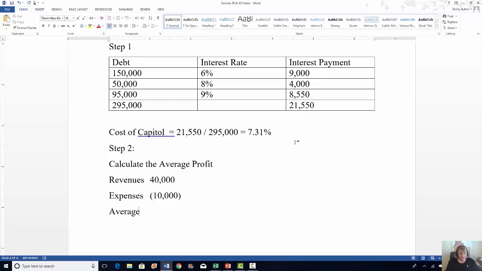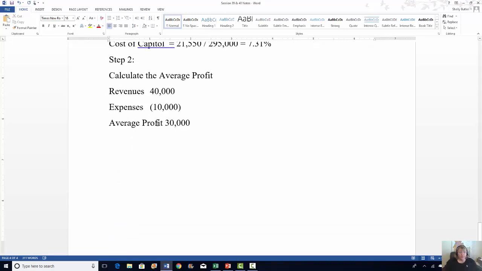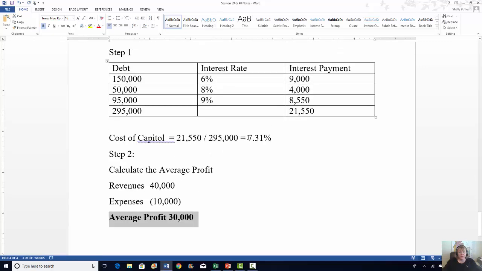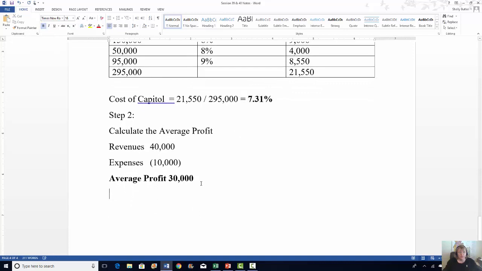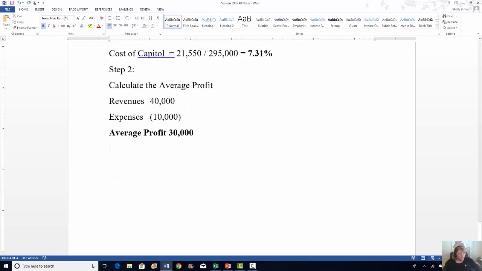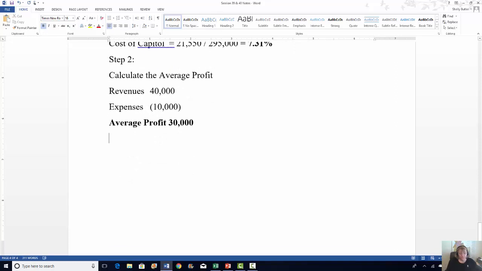So our average profit is $30,000. So that's our average. Okay. So now we have our hurdle rate, we have our average profit. So we're just getting all the pieces together here. Step 3, whoa, not bold. We need to set up the equation.